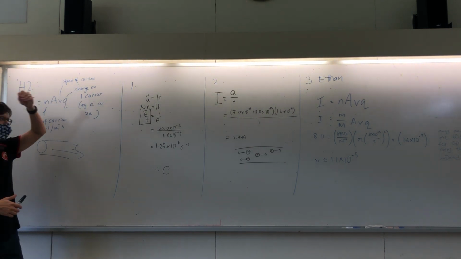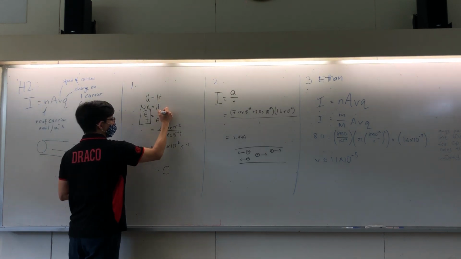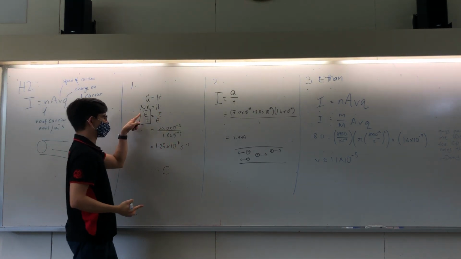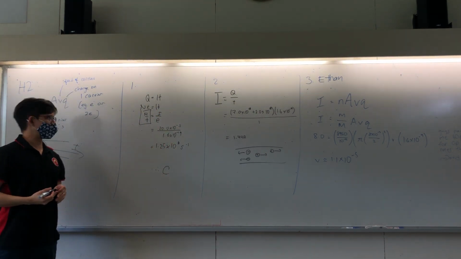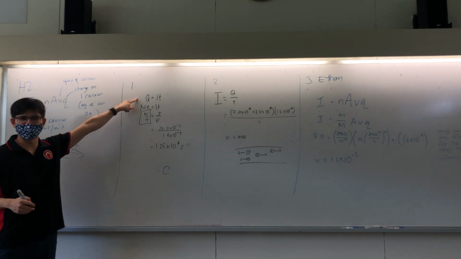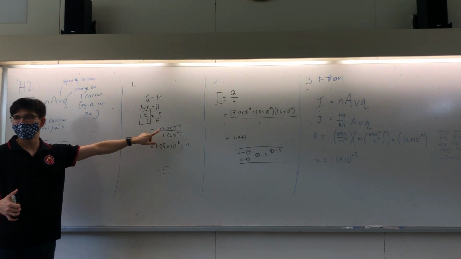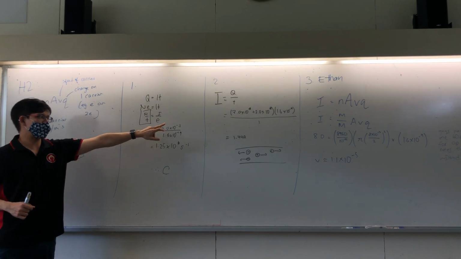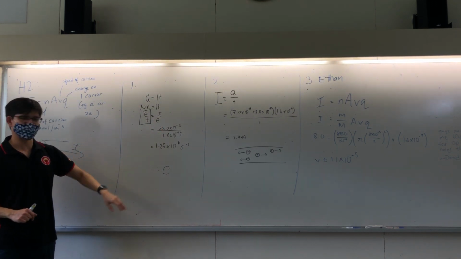So don't forget, in this question, your I must be in SI units. So you convert to SI units because Q will be in coulombs. Sorry, Q will be in coulombs, so you need this one to be in SI units as well. So I will be in SI units, 20 milliamps, and then what you will get should be in C.